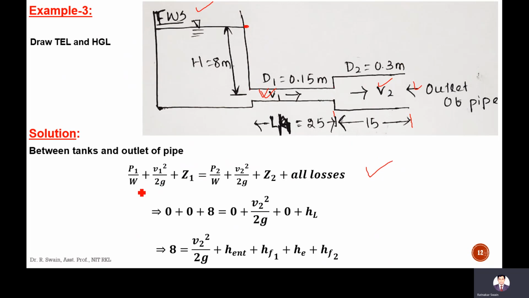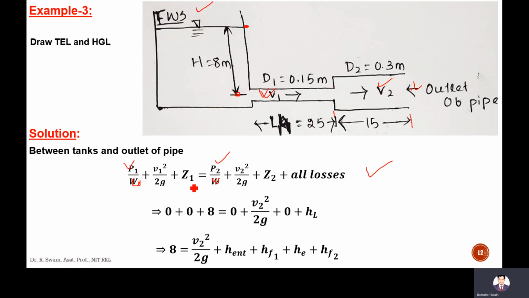Bernoulli's equation: P1 by rho g, or w, plus V1 square by 2g plus Z1 is equal to P2 by w plus V2 square by 2g plus Z2, plus all losses. Here P1 and P2 are atmospheric pressure, so we can cancel them. For V1 square, there is no velocity in the reservoir at this point, so V1 is 0, and there is velocity only here, V2. Okay, so if we take Z1 and Z2 at the same level, we can cancel them. So 8 meter. Okay, sorry.